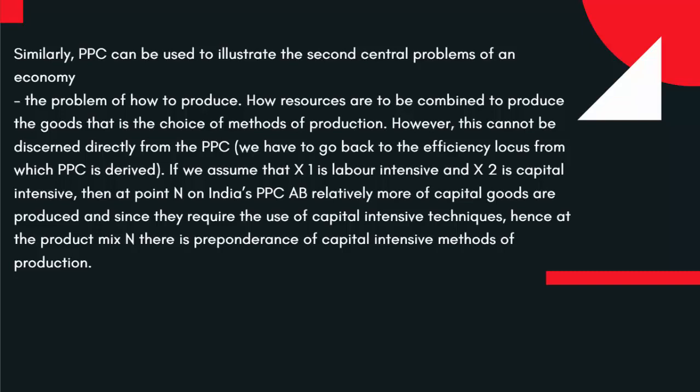If we assume that X1 is labor-intensive and X2 is capital-intensive, then at point N on India's PPC relatively more of capital goods are produced, and since they require the use of capital-intensive techniques, hence at the product mix N there is preponderance of capital-intensive methods of production.